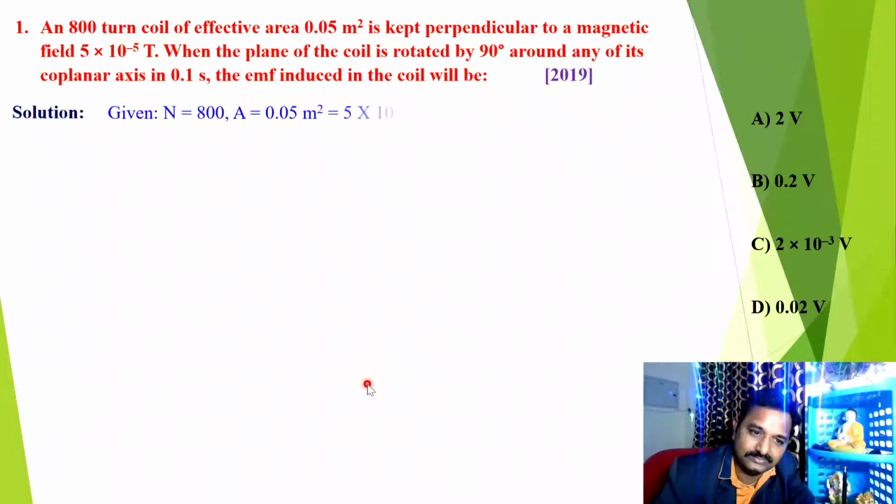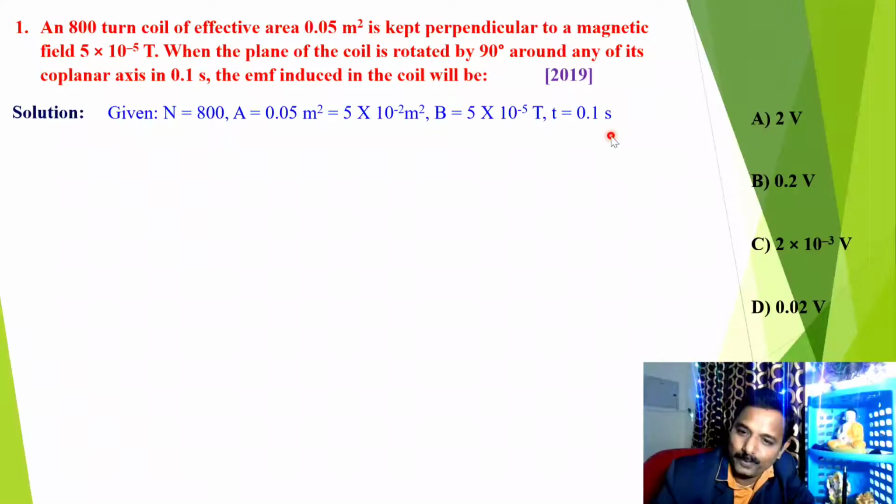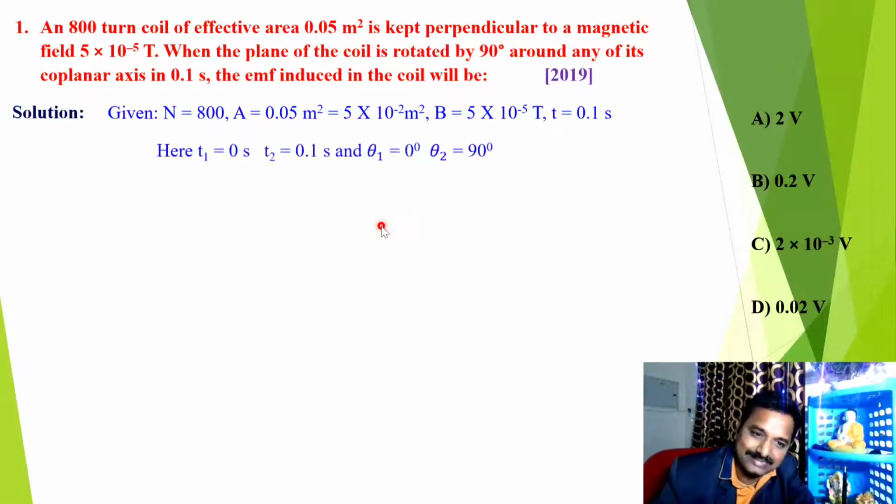Solution. Given the total number of turns N is equal to 800, area of coil A is equal to 0.05 meter square, that is 5 into 10 power minus 2 meter square, and strength of the magnetic field B is equal to 5 into 10 power minus 5 Tesla, and time t is equal to 0.1 second. Here I will consider t1 is equal to 0 second, t2 is equal to 0.1 second, theta 1 is equal to 0 degrees, theta 2 is equal to 90 degrees.